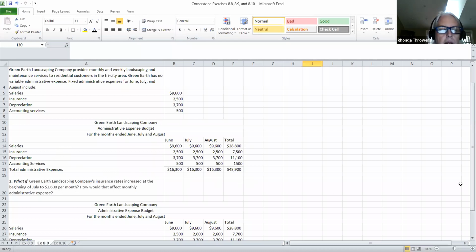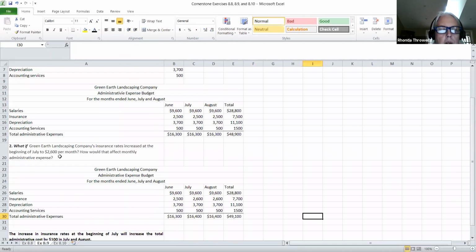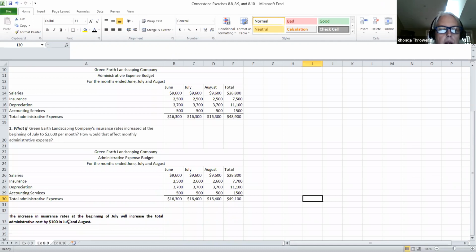So this one's very simple to prepare, nothing difficult about it at all. They also gave you a what if analysis for this one, and it says, what if Green Earth Landscaping Company insurance rates increased at the beginning of July, notice it's just July, to $2,600 per month. So July and August are going to be $2,600 per month, whereas before they were $2,500 per month. Everything else stays the same. So the increase in insurance rates at the beginning of July will increase the total administrative cost by $100 in July and August. So each month is going to increase by $100.